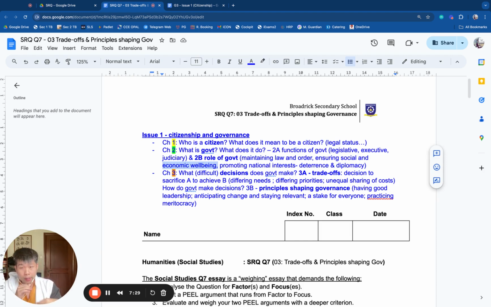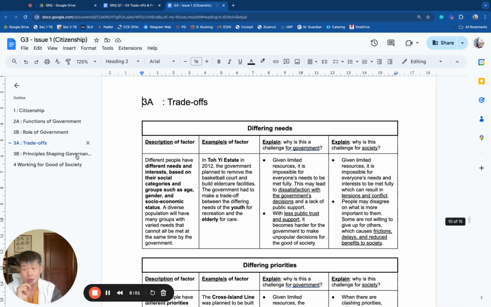The problem comes in when there are different goods, when there are different groups in society that want different things. Everyone wants law and order, everyone wants well-being, everyone wants security, but not everyone wants specific goods that may conflict with their needs and wants. And what do we mean, right? In the chapter on trade-offs, we talked about sacrificing A to achieve B, and in the factor on differing needs, here I invite you to go to your notes, your content notes on differing needs.